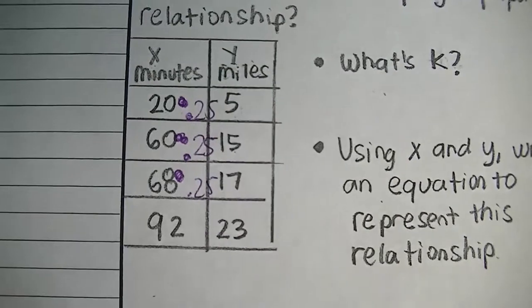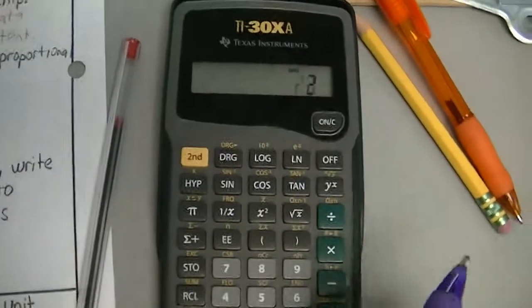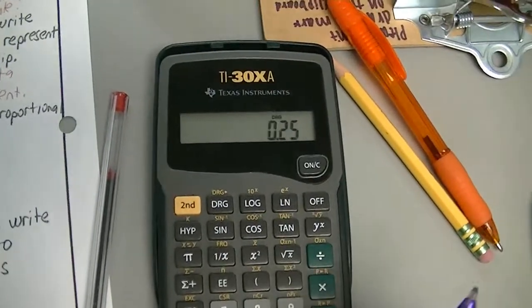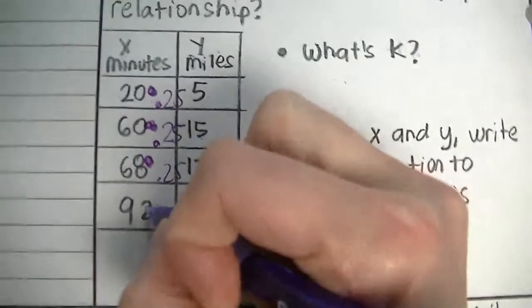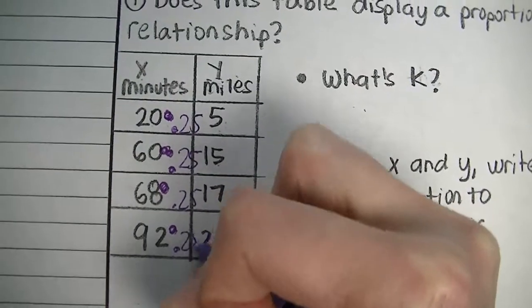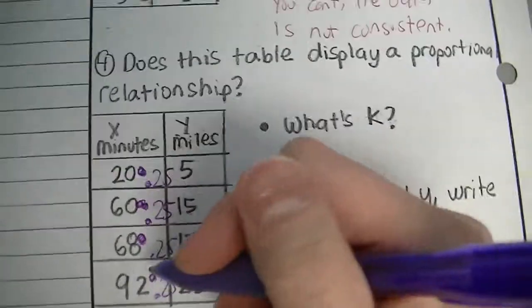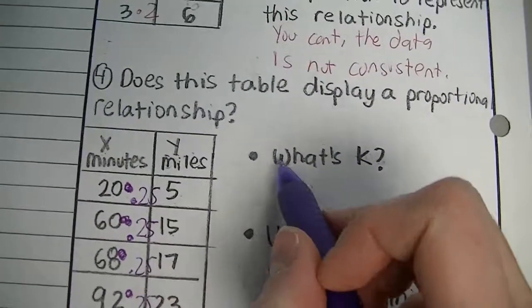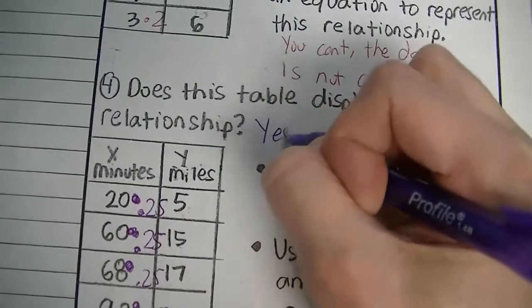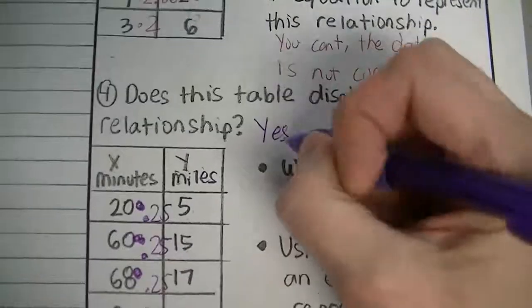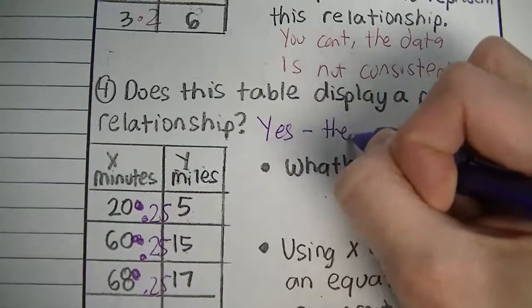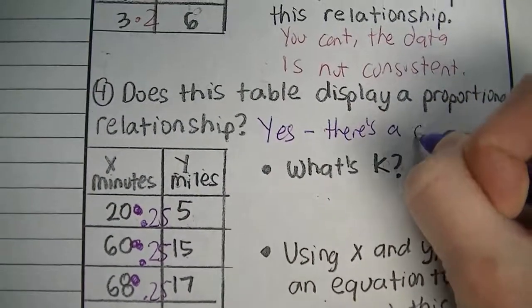Okay, 23 divided by 92. Y divided by x. 23 divided by 92 equals 25 hundredths. So we're going to multiply it by 25 hundredths. Okay? So I see right here that this is a proportional relationship. And it says, well, we got to answer that, so yes. Does the table display a proportional relationship? Yes. There's a unit rate. There's a consistent unit rate.